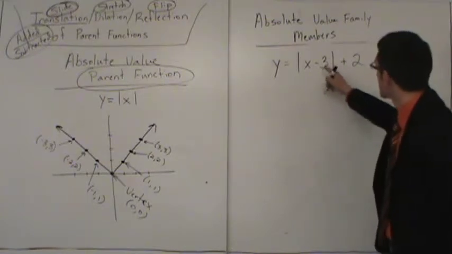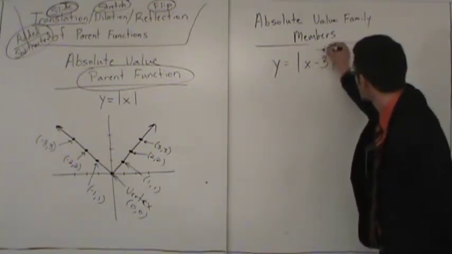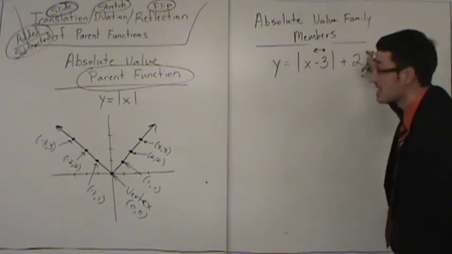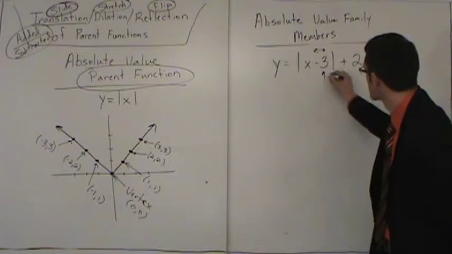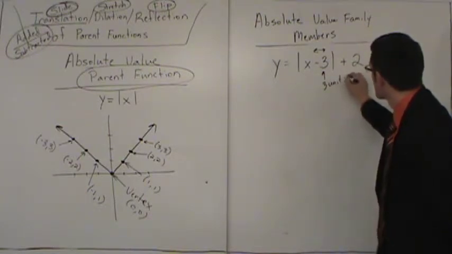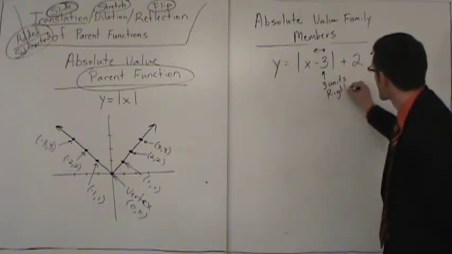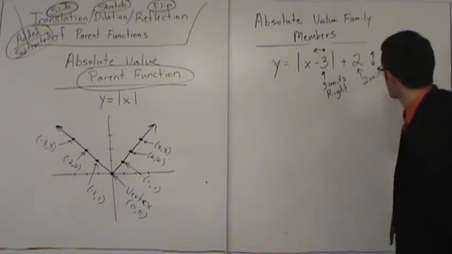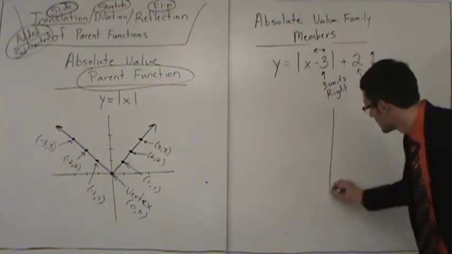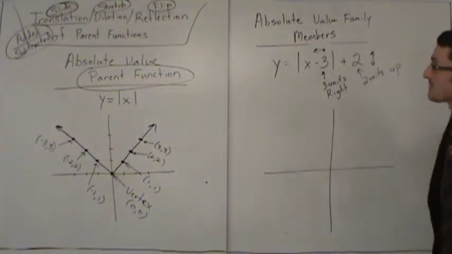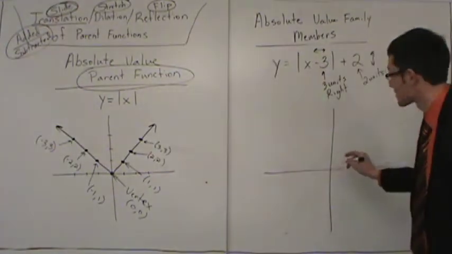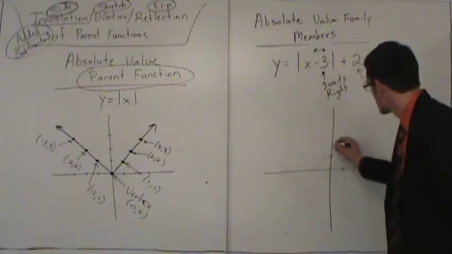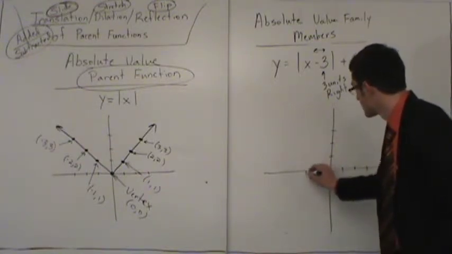Now, subtract 3. Remember, we do the opposite of what's inside. What's inside is our left and right, and what's outside is our vertical. We do what makes sense on the outside. So minus 3 means 3 units right, and plus 2 means 2 units up. Again, the directions for tonight's homework are to first graph the parent function. You know where the points are located, so I'm going to quickly draw this.